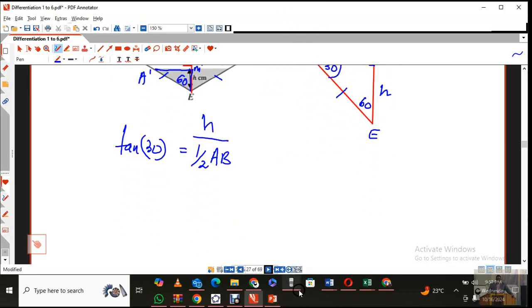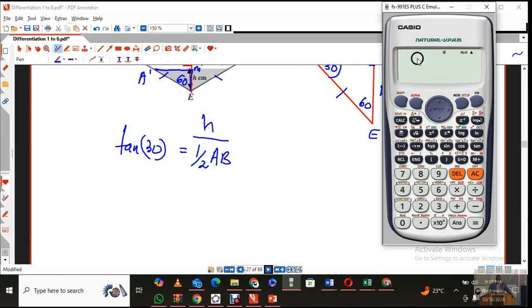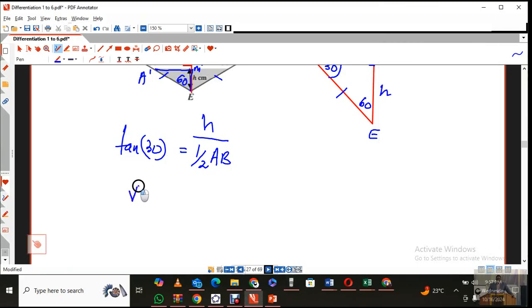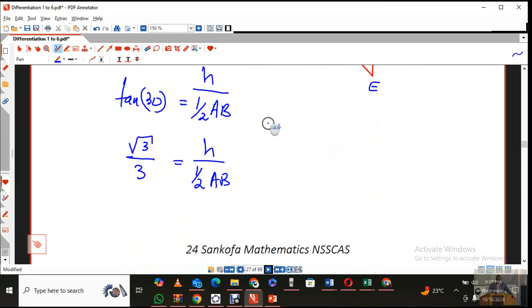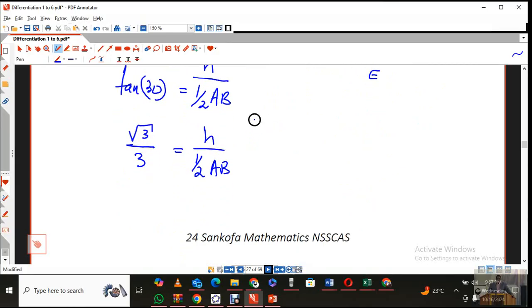If you grab your calculator, you should know from special angles that the tangent, make sure your calculator is in degree mode anyway, so the tangent of 30 degrees, okay, is root 3 upon 3. So this answer over here is equal to that, and that is H, which is half of AB. The objective here is to make AB the subject of the formula, okay, because we need to be able to determine what AB is, and you'll see exactly where I'm going with that.